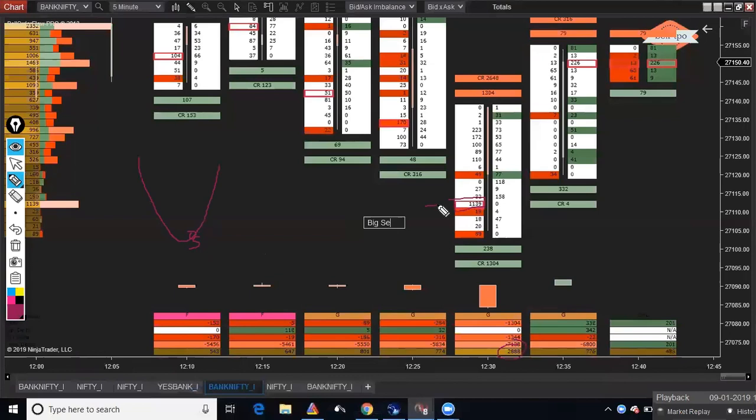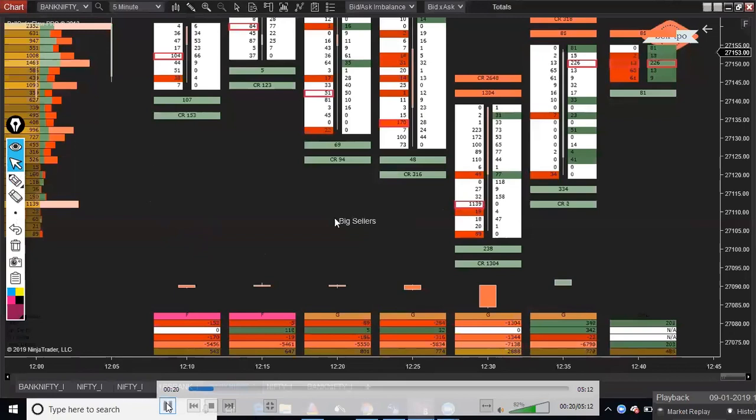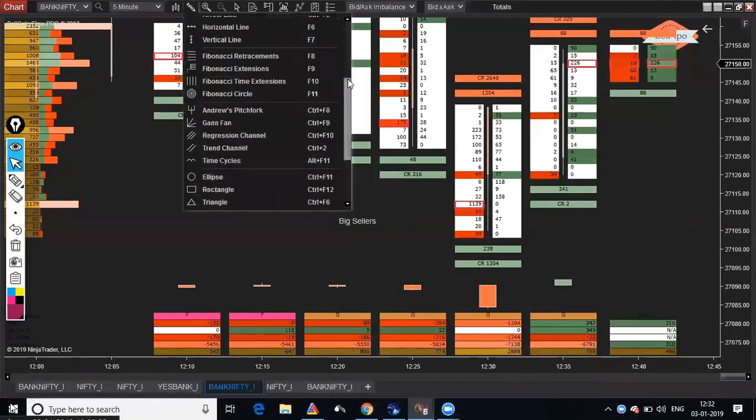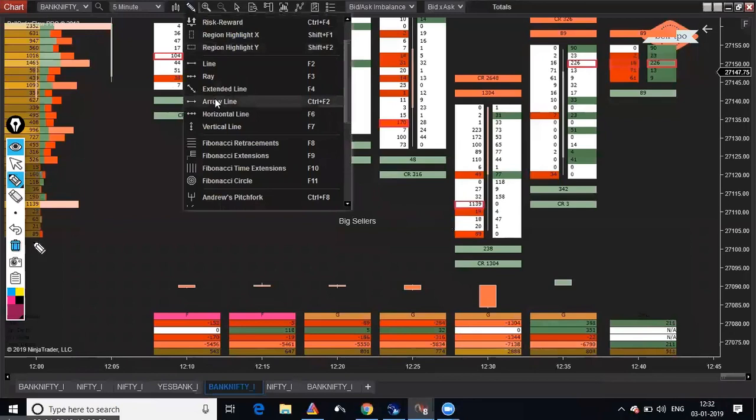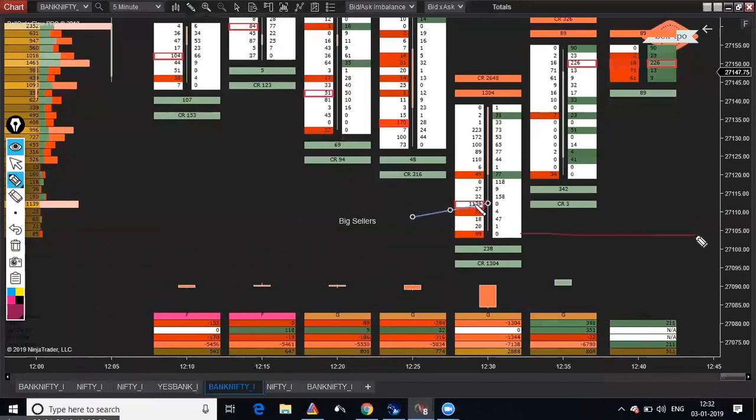I'm going to continue this video. So you can see that is a big seller. That's what I'm just showing. This is somewhere around 12:32 on 3rd of January. Your stops are very tight over here. As usual, the expectation is towards the VWAP, or at times it could do even bigger.